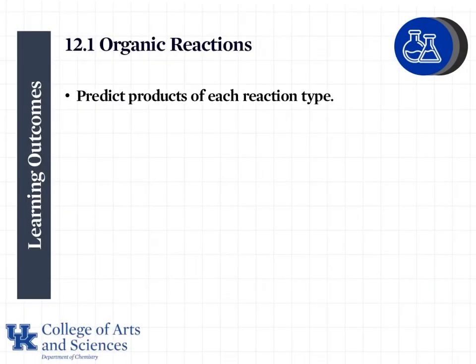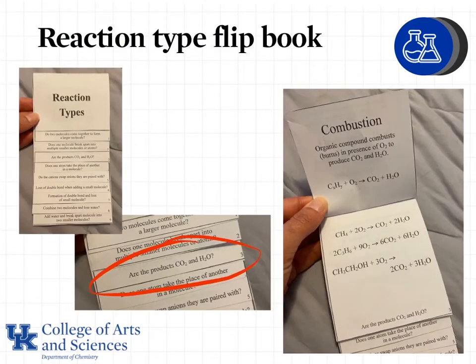In this lesson, we are going to look at how to predict the products of each reaction type. The file and the instruction for the reaction type flipbook are posted on Canvas. I strongly encourage students to download and create this flipbook. You do need to print it double-sided in order to assemble it correctly.